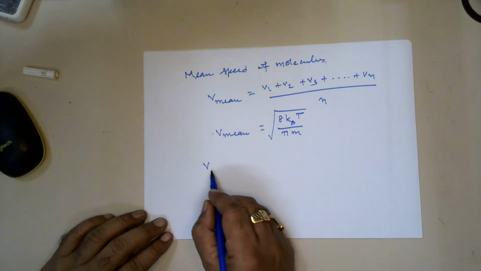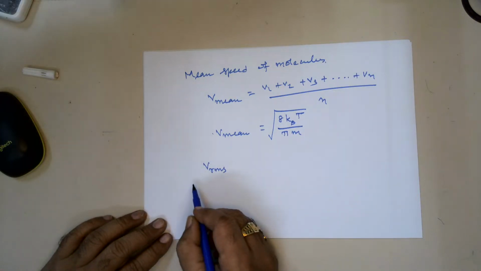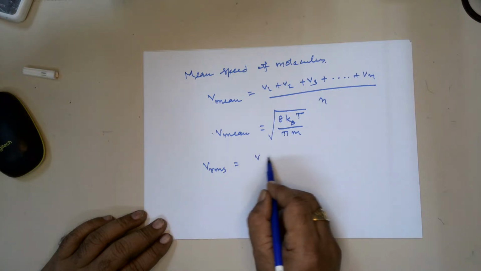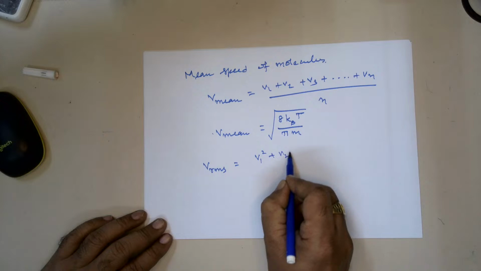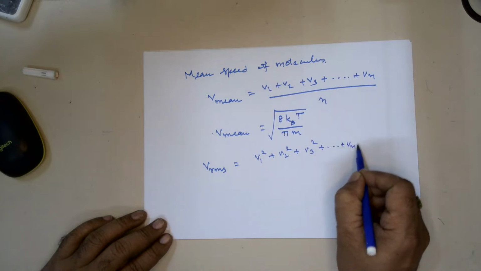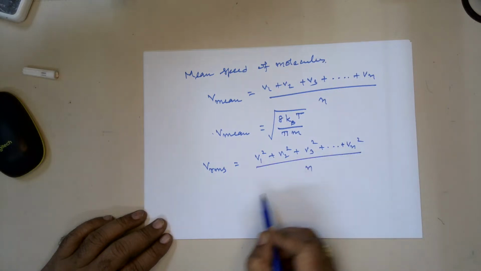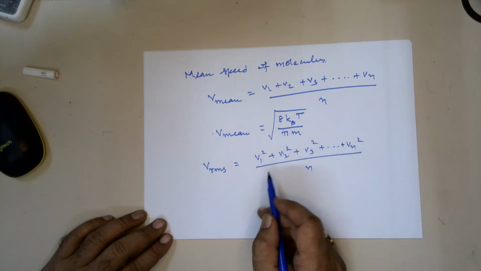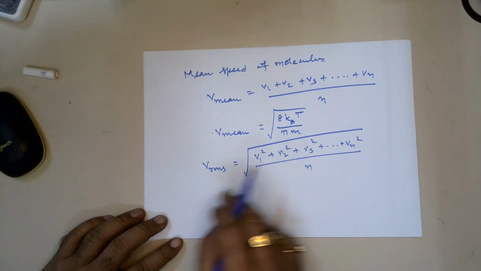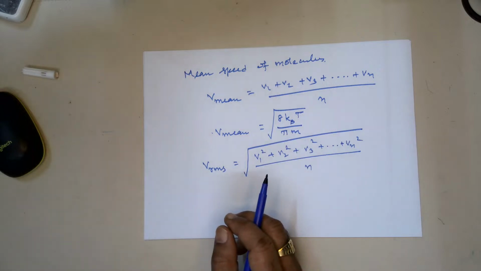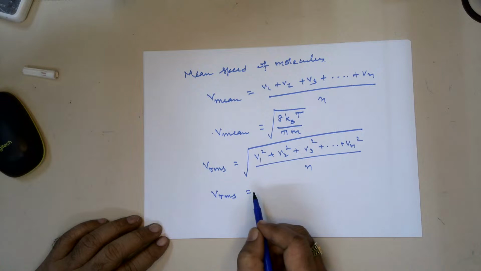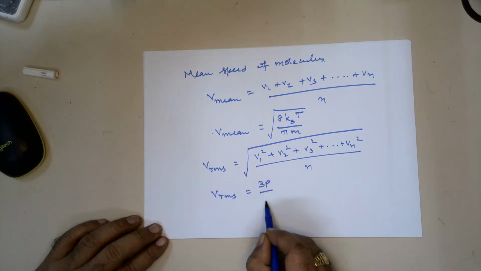And we have another term called VRMS, that is root mean square velocity. It means we take the squares of velocities, V1 squared, V2 squared, V3 squared, and so on up to Vn squared, divided by n number of molecules. This is called mean square velocity. And let us take the square root of this. This is called VRMS, the root mean square velocity. So this VRMS is given by the square root of 3P by rho.